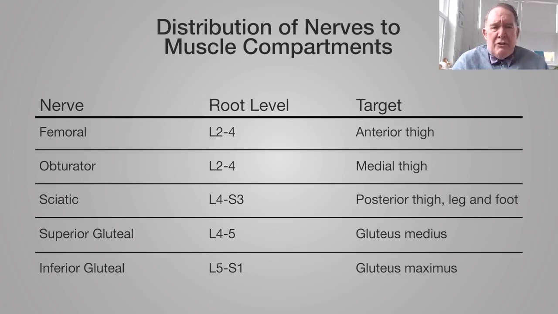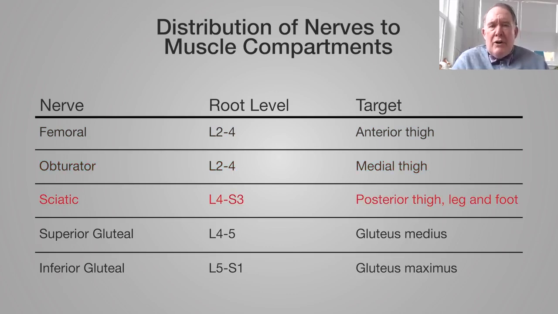So this chart here lists the major nerves, the nerves that supply muscle compartments. We'll be concerned today mostly with innervation of the muscles, and at some time in a later course we'll discuss the sensory distribution of these nerves. But if we look at them more or less in order as they descend along the spinal cord, we see the femoral nerve arises from the root levels of L2 to L4, and it supplies mostly the anterior thigh. The obturator nerve arises from the same levels, and it supplies the medial thigh.